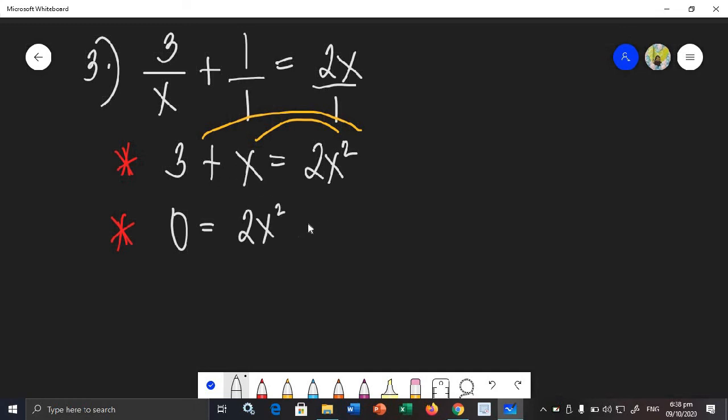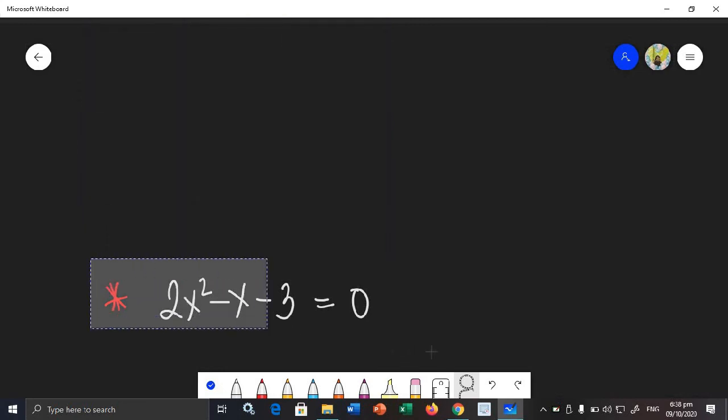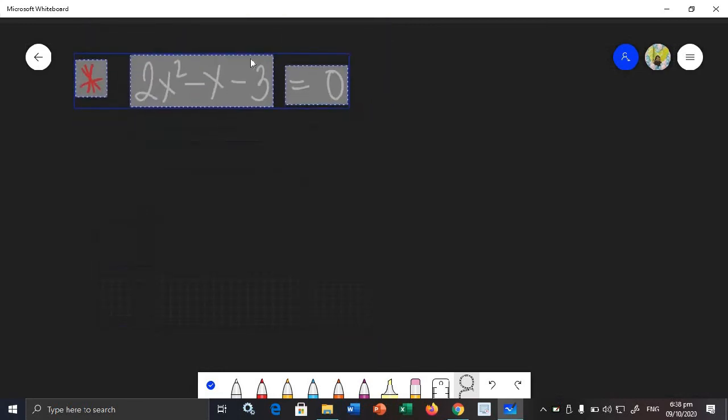This will become negative x, okay? Same as 3 minus 3. And then, apply symmetric property of equality. So this is equal to 2x squared minus x minus 3 equals 0. So, ito na po yung gagamitin nating equation to find the extraneous roots of given number 3. Ayan, naka-standard form na siya.